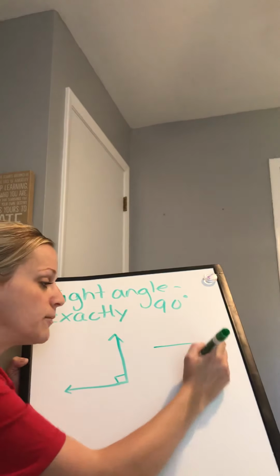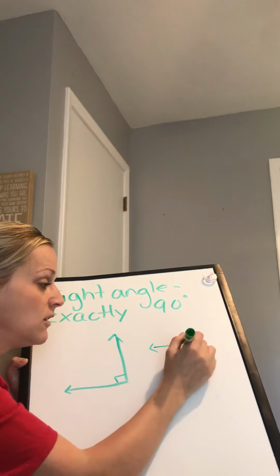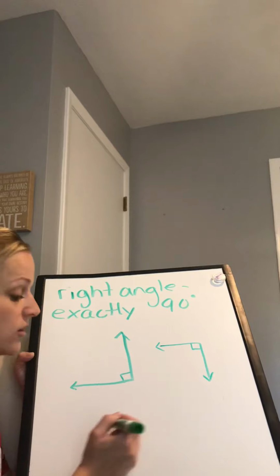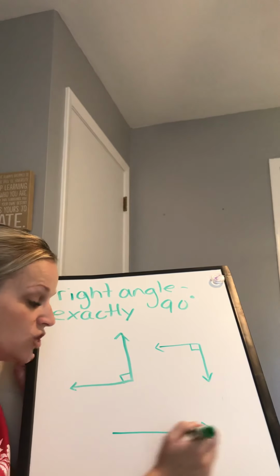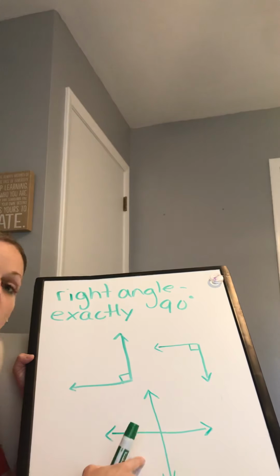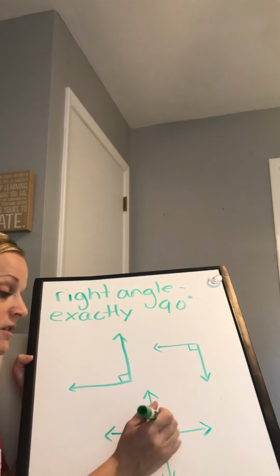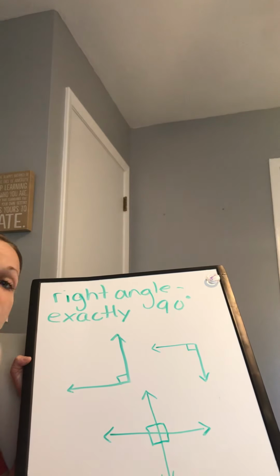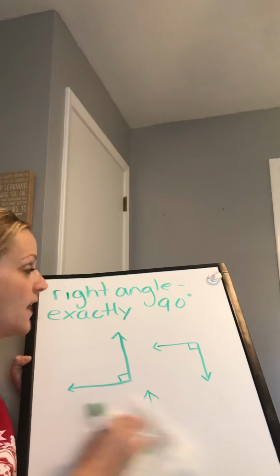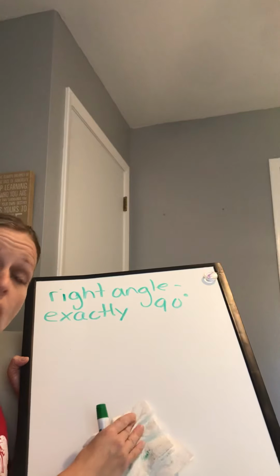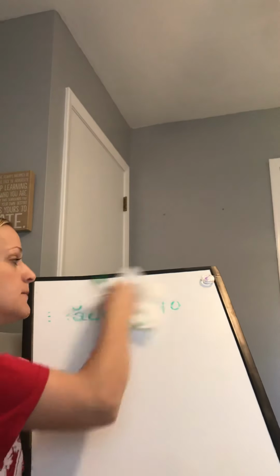Okay, and we can do it upside down. That's still a square corner. That's still a right angle. It could look, again, just like streets that cross, perpendicular lines. These are all right angles, okay? All of those are right angles. All of them are exactly 90 degrees, okay? That's a right angle. So we have acute angle, less than 90 degrees. A right angle is exactly 90 degrees.